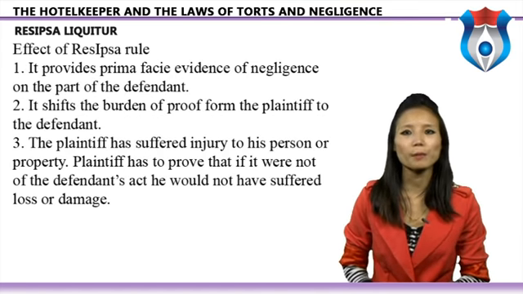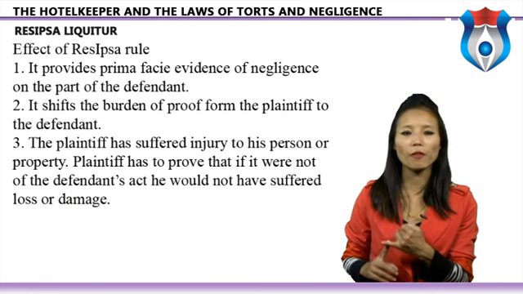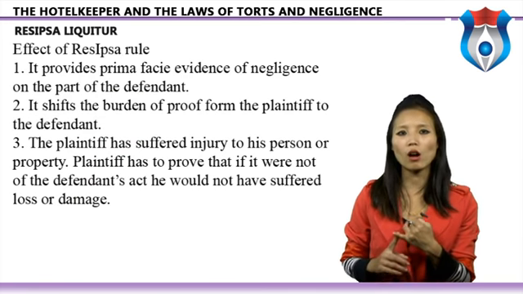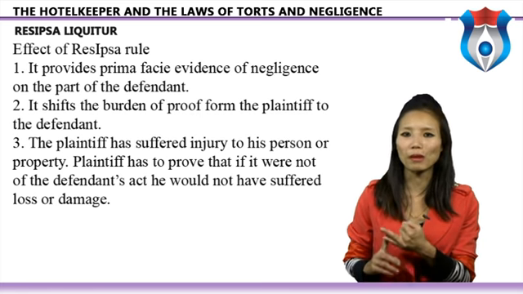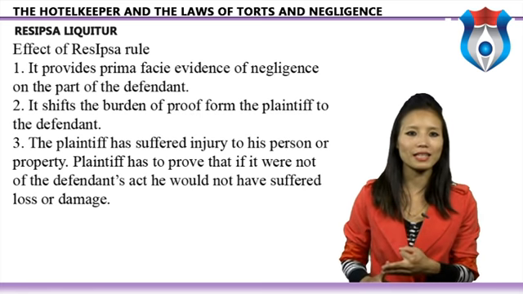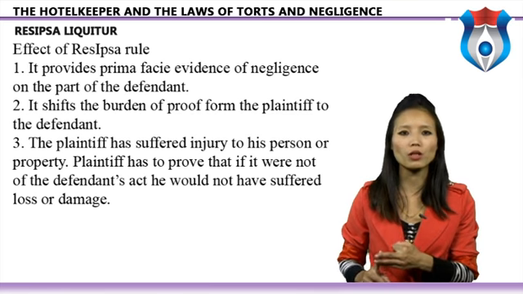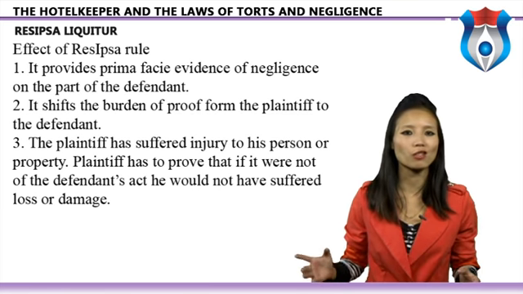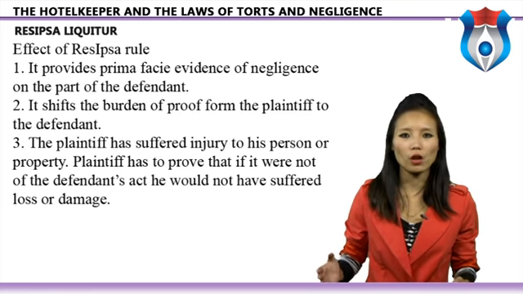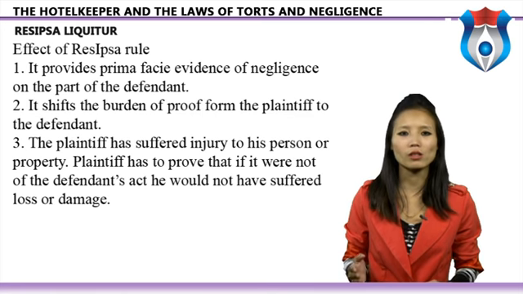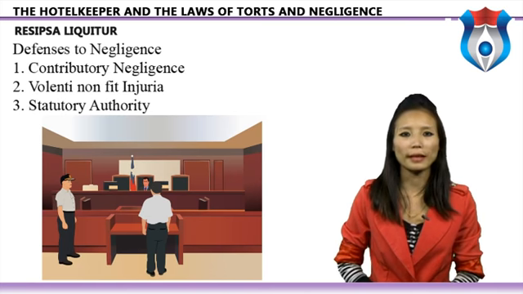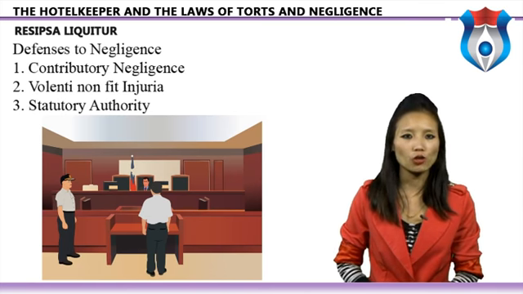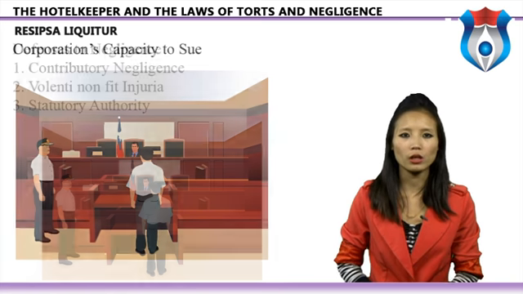Effects of the res ipsa rule. It provides prima facie evidence of negligence on the part of the defendant. It shifts the burden of proof from the plaintiff to the defendant. The plaintiff has suffered injury to his person or property. The plaintiff has to prove that if it were not for the defendant's act, he would not have suffered loss or damage. Defenses to negligence: contributory negligence, volenti non fit injuria, statutory authority.